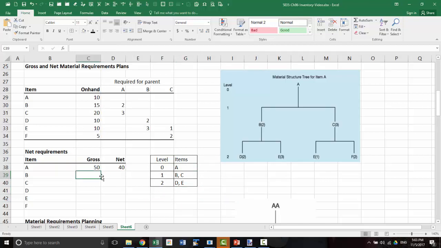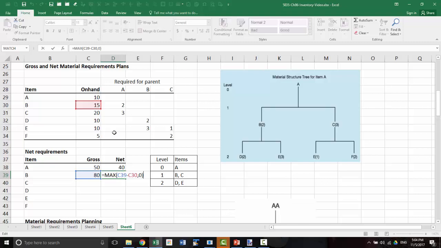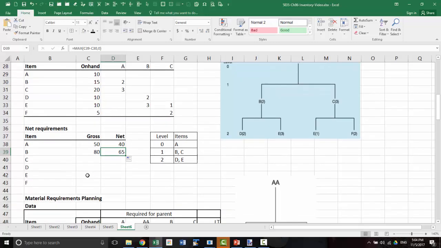Now how many units of B do you need? You look at the B row. You need 2 for A, and that's it, nothing else. So you go 2 times the net. You need B only for the net requirement of the parent. So 10 units are already on hand, so you need only 40. Now you can copy that down. Then you have that minus that, or 0 if it is negative. Actually, you can copy this all the way down.